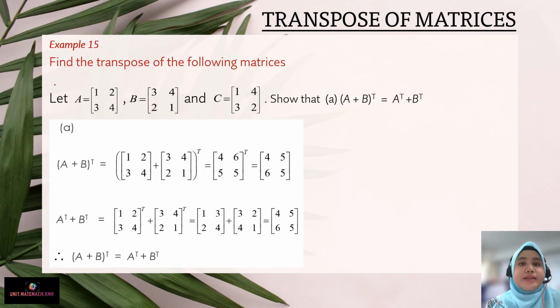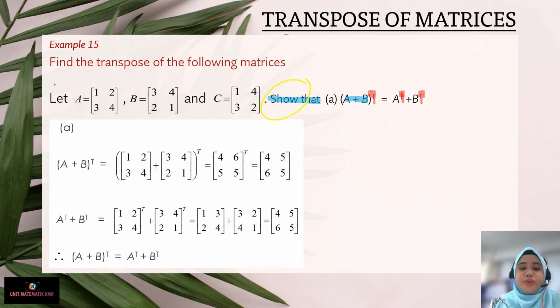Let's continue with example 15. You have A, B and C matrices, all 2 by 2 matrices. The question is: show that (A plus B) transpose equals A transpose plus B transpose. For this question, the thing you need to highlight is "show". That means we need to compare the values.